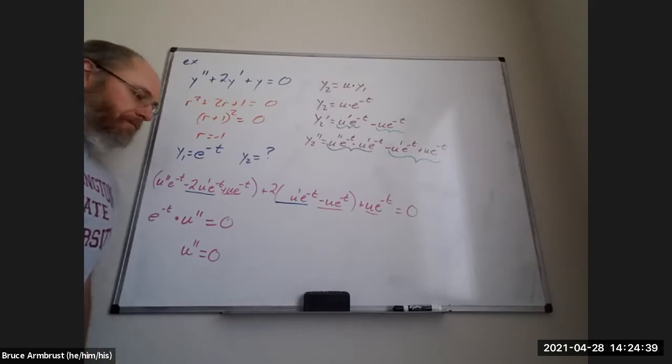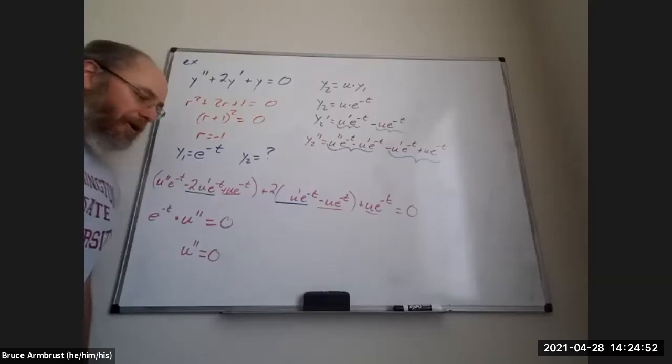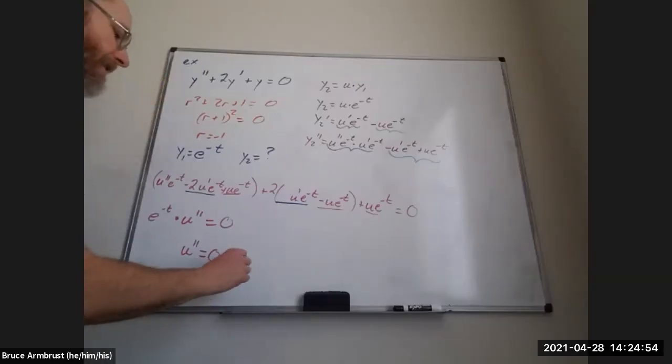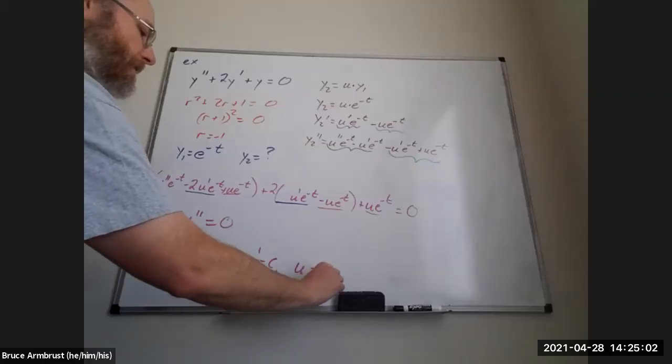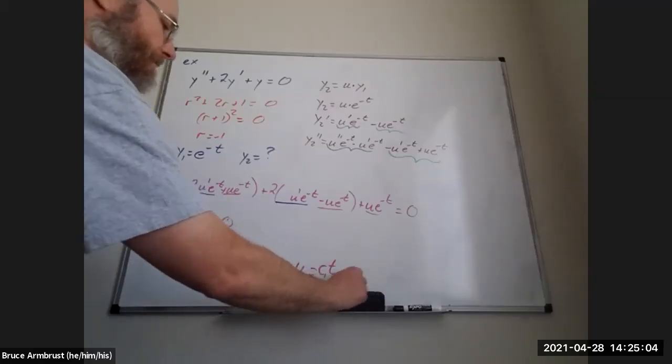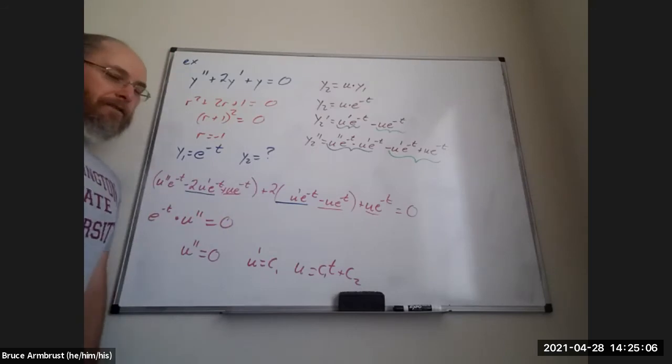All right. So give me a function whose second derivative is 0. Any polynomial squared, right? No, it's the first. You went 1 degree too far. Yeah, the first. If we integrate it, then u prime is some constant. If we integrate again, u is that constant times t plus some other constant.